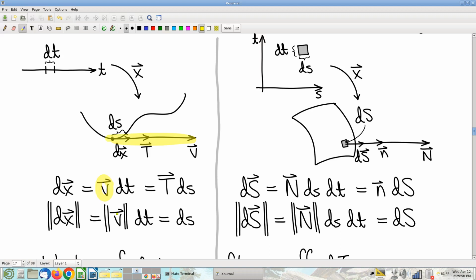You can see it right there and right there. The velocity vector comes from taking a derivative of my parameterization. Okay, now on to the discussion of surface integrals.